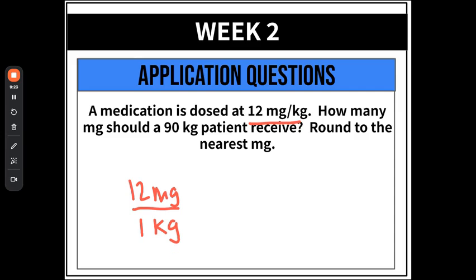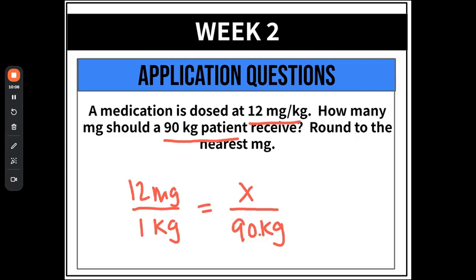Okay, and now we can look at the question and ask, what is the other piece of information that they give us? Well, we do know that there's a 90 kilogram patient. So we want to make sure our units line up. So if there's kilograms on the bottom and I have a 90 kilogram patient here, I want to put that on the bottom just so I can set them equal to each other. And they're asking how many milligrams should this patient receive. So this is what we're going to solve for. And it will be in milligrams because our units will match on top.